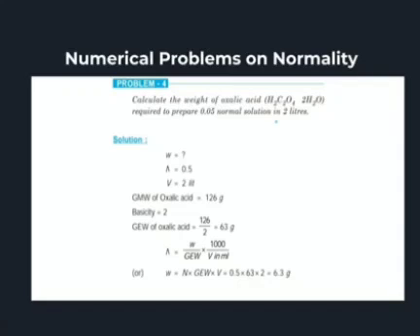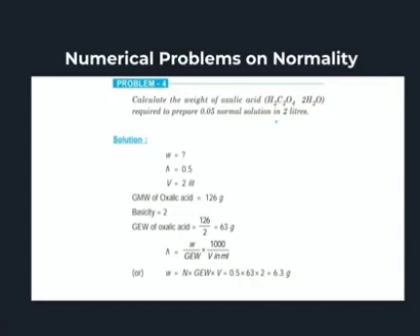Here the basicity of oxalic acid is 2. Then gram equivalent weight of oxalic acid is equal to gram molecular weight by its basicity, that is 126 by 2 equal to 63 grams. Now normality capital N is equal to weight by gram equivalent weight into 1000 by V in ml. So weight is equal to N into GW into V.